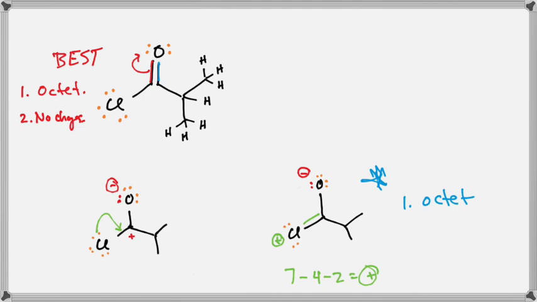Okay? This last one. Should I draw that one? It has a better charge distribution. We like the charge distribution a little bit better, but we have an octet. Which rule trumps, octet or charge? Octet. So this is the least likely. That's an A in there, I think.